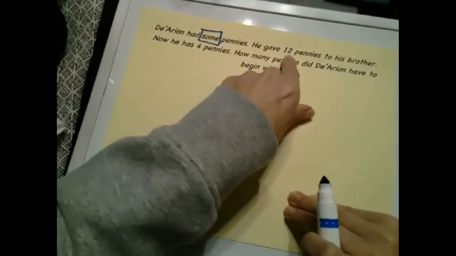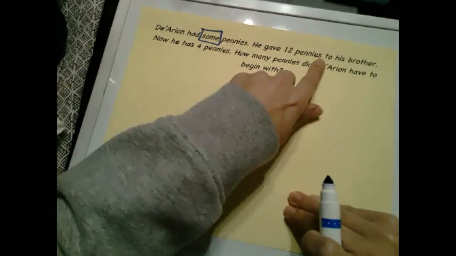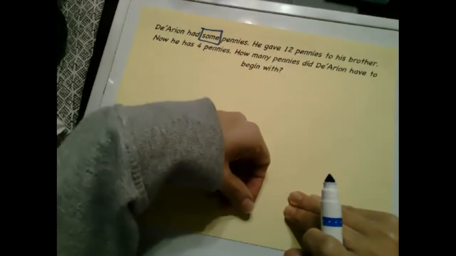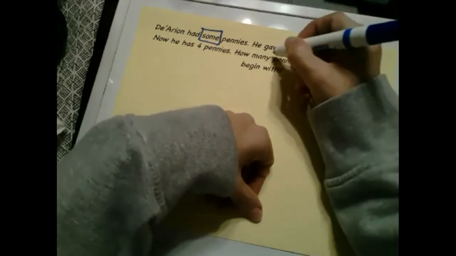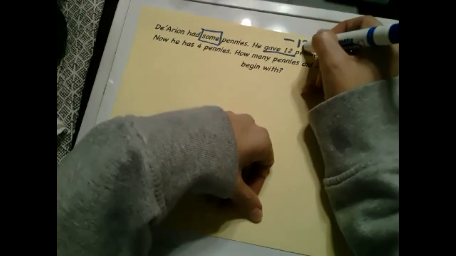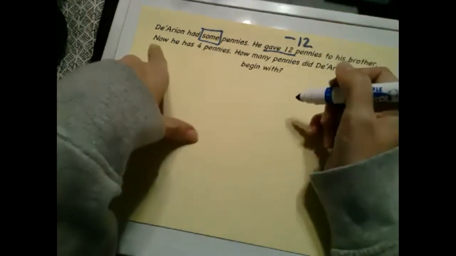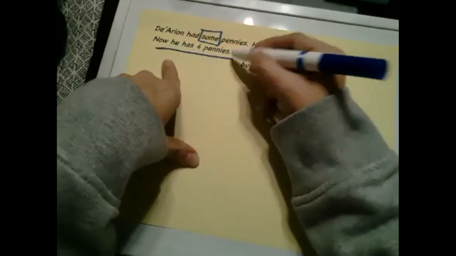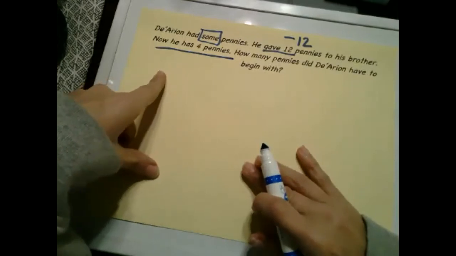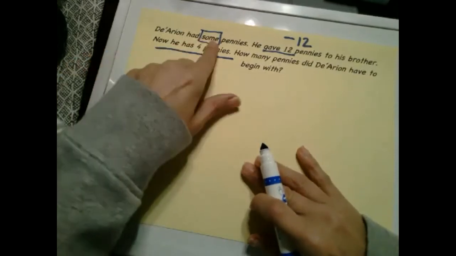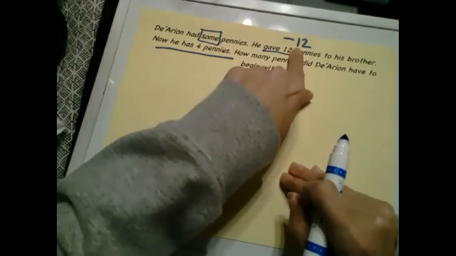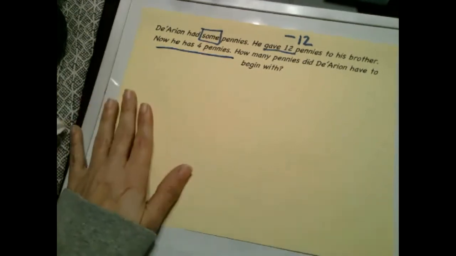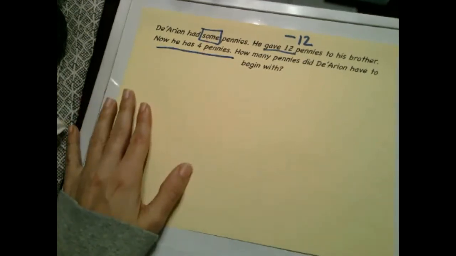He gave 12 pennies to his brother. So what would I need to do here if he gave 12 away? That's right. I'm going to minus 12. Now he has 4 pennies left. So what equation would go with our thinking? If he had some, he gave 12 away, and now he has 4. Take a moment and write your equation on your paper. Hit play when you're ready.